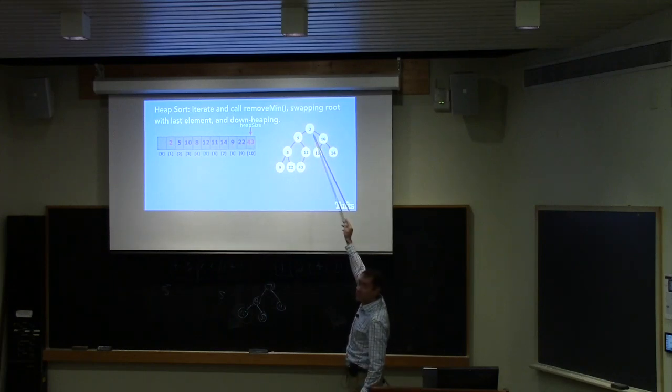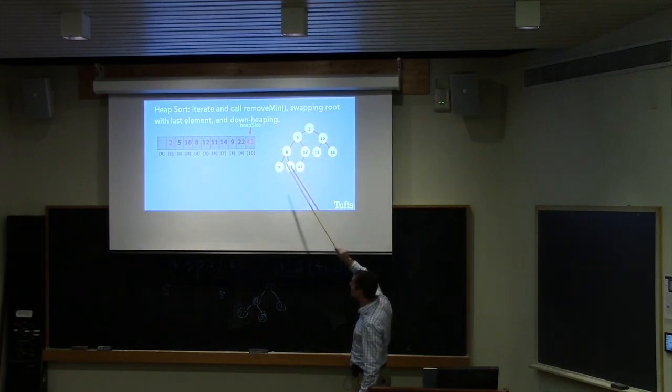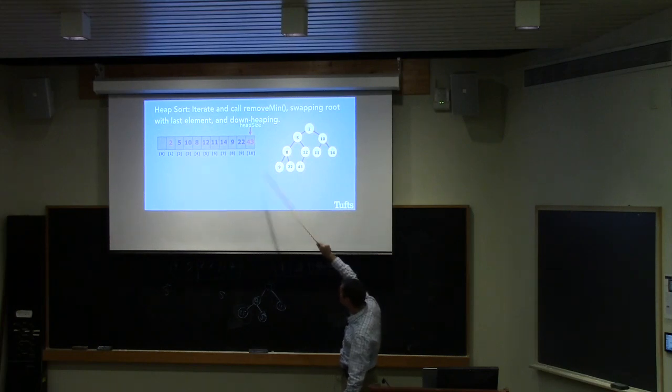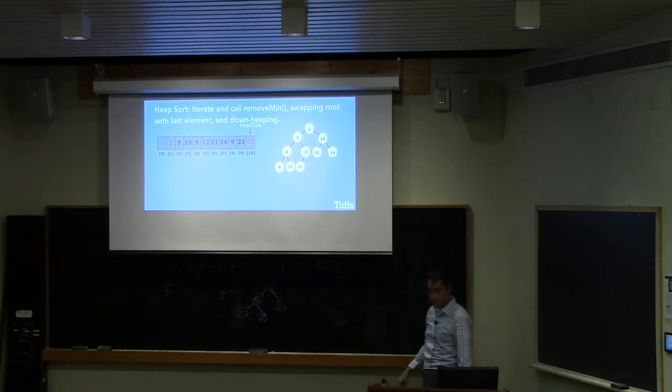Remove min, in this case, which is 2, and swap it with the last element. And we know that our heap size is now going to be only 8, instead of before it was 9. One, two, three, four, five, six, seven, eight, nine, sorry, 10. Now it's going to go from 10 to 9. And you swap it, and then you down heap.